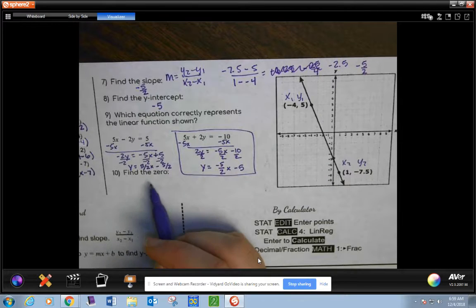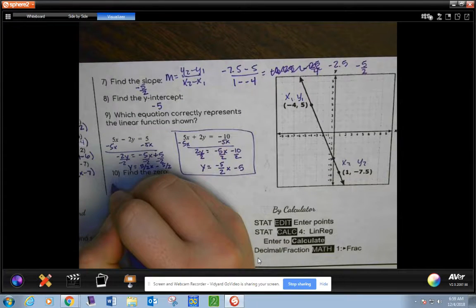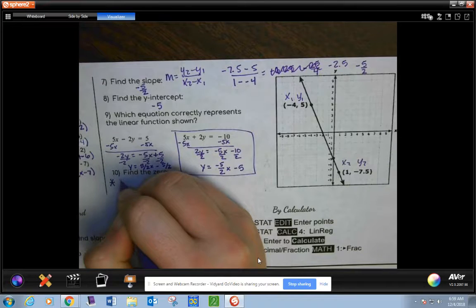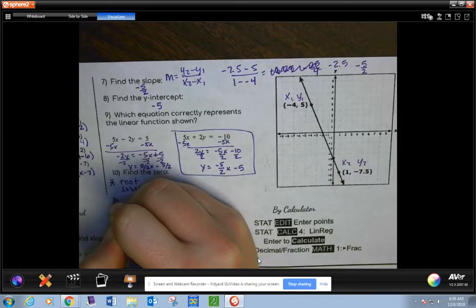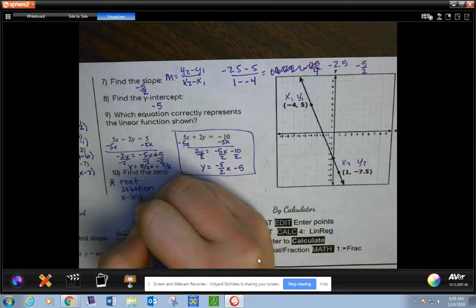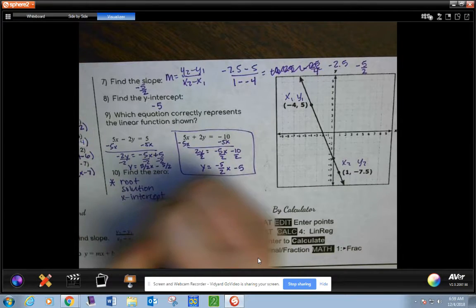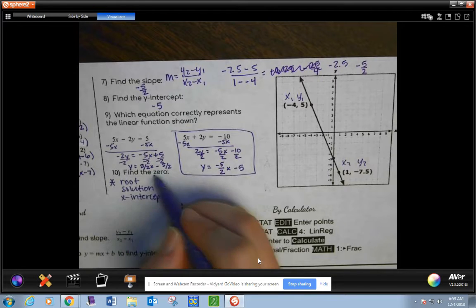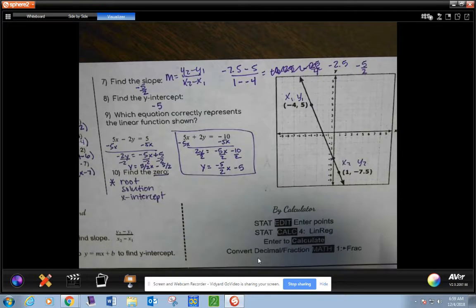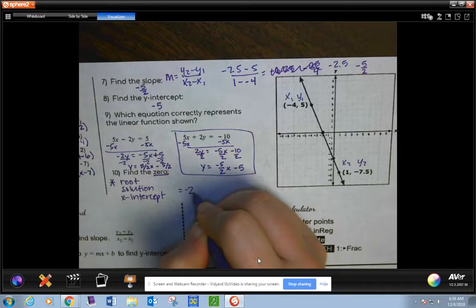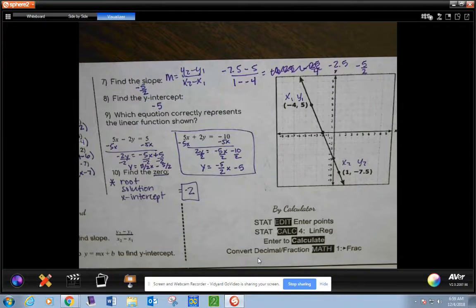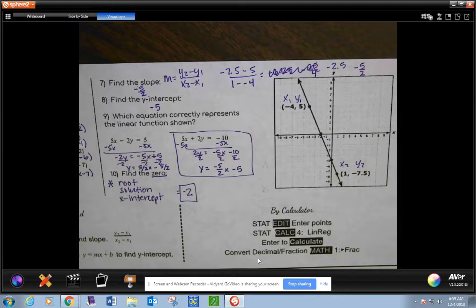And then find the 0. Okay, I want you to write 3 things really quick. I want you to write root, solution, and x-intercept. I need you to remember all 3 of these things also stand for 0. So all you're doing is looking for the x-intercept of this graph, and it is crossing at negative 2. Okay, so simple and easy.